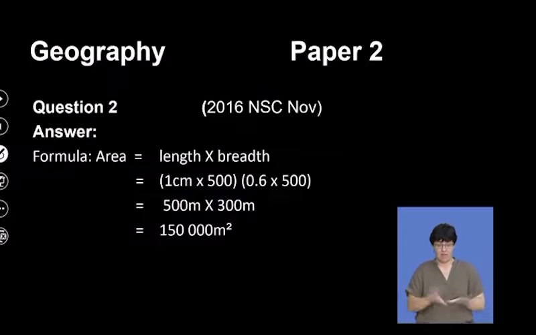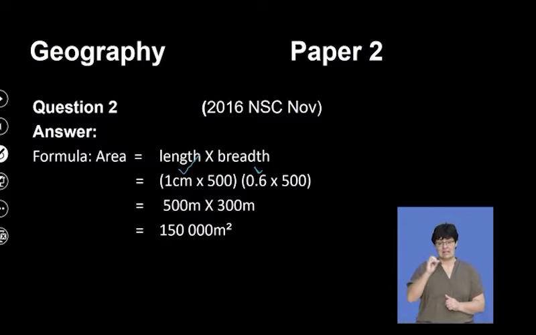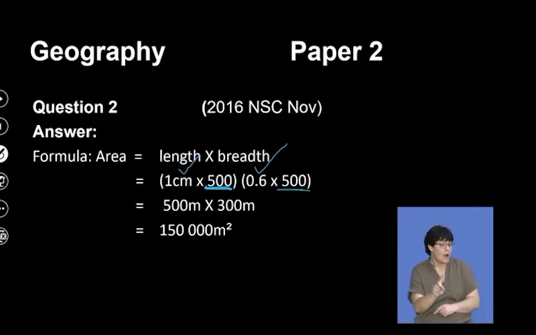Upon measuring, I get the following. Again, 1 centimeter for my length, 0.6 centimeters for my breadth. But note that in this particular example, because I want my answer in meters squared, I'm multiplying by 500. Why? Because then when I convert, my answer comes to meters.